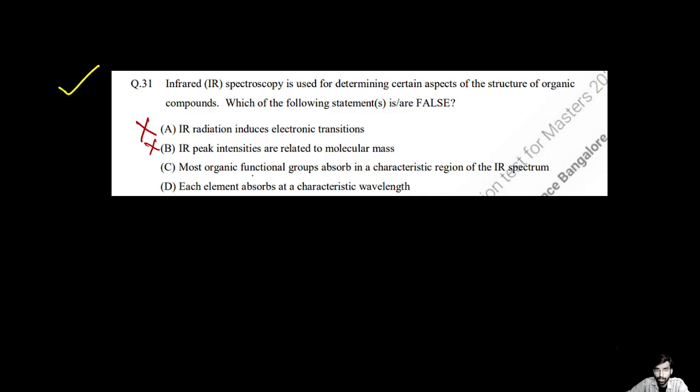Okay, most organic functional groups absorb in a characteristic region of the IR spectrum. That's true, because we have observed that there is a specific region for C=O, there is specific for C-N, there is specific for CHO, right? That's true. Each element absorbs a characteristic wavelength. Yeah, each element absorbs a characteristic wavelength. That's true in the sense of all spectroscopy, right? So options C and D are true here. Okay, but A and B are not true.